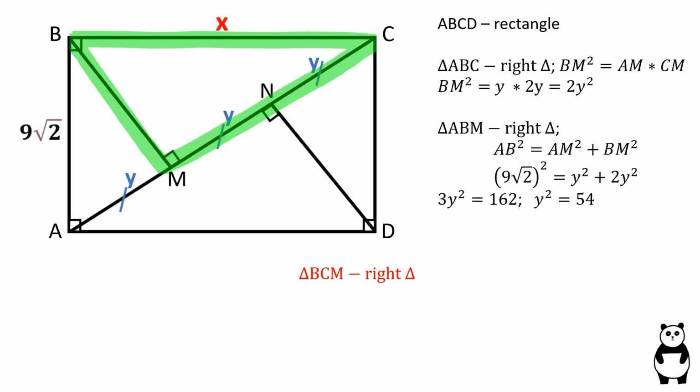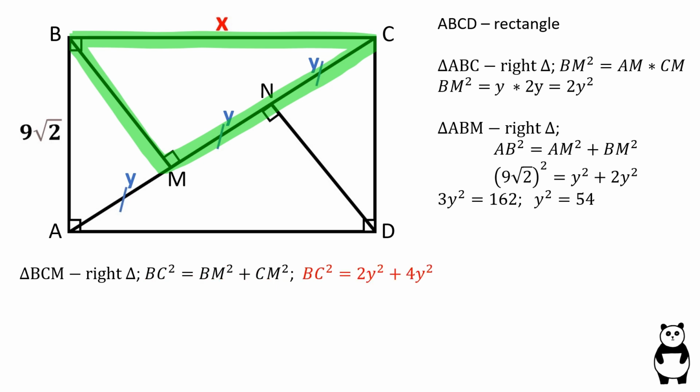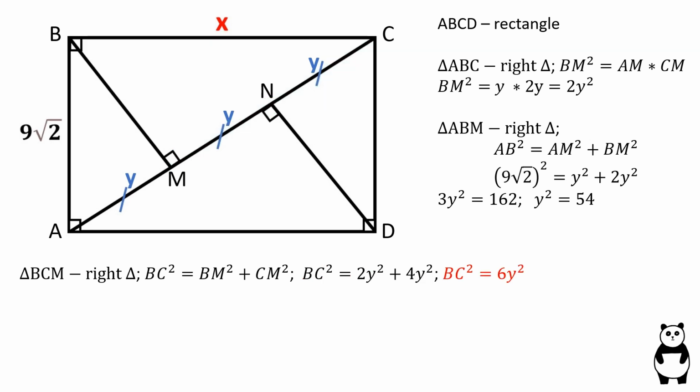Triangle BCM is a right triangle. By the Pythagorean theorem, BC squared is equal to BM squared plus CM squared. Let's sub in the variables. BC squared is equal to 6y squared. And since y squared is equal to 54, BC squared is equal to 324. BC is equal to 18.